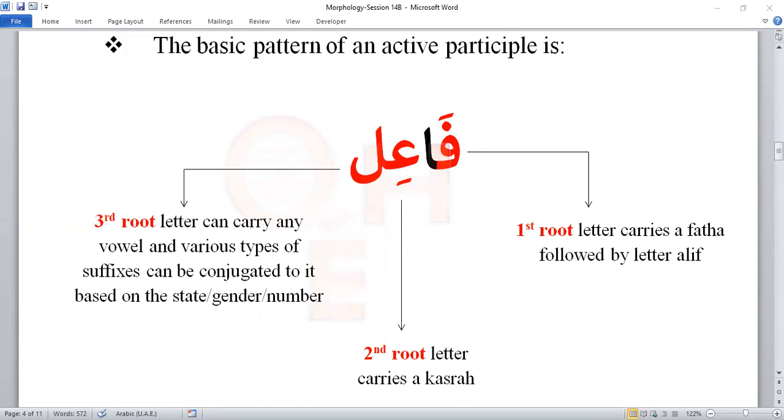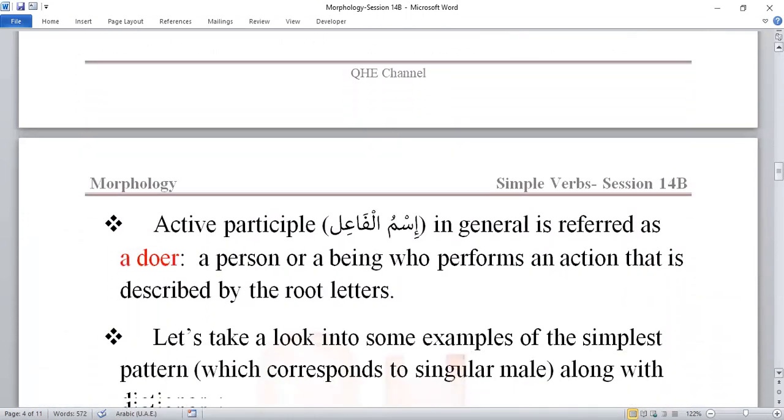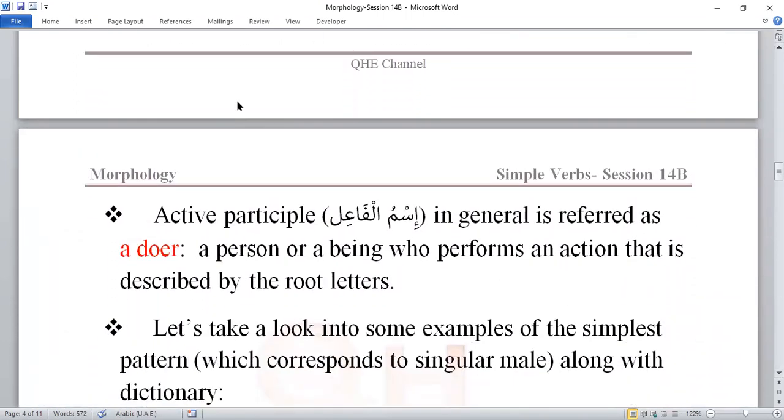Now let's look into some other information about active participle. So what is an active participle? Active participle in general is referred to as a doer. And who is a doer? A person or a being who performs an action that is described by the root letters. So the meaning of active participle depends on the meaning of the root letters, because the action is described by the root letters, that is what is correlated to the doer.